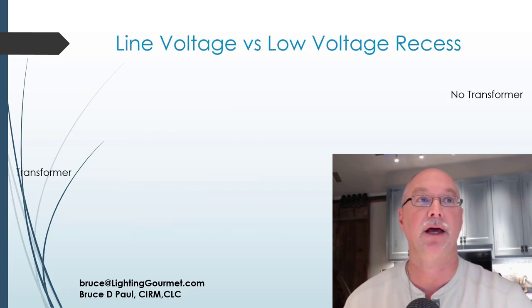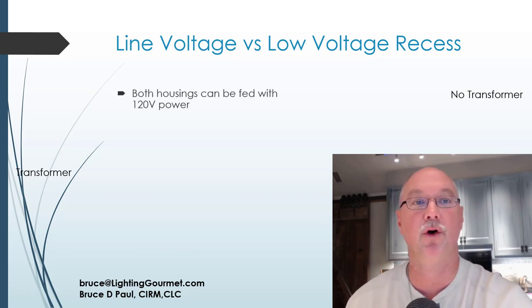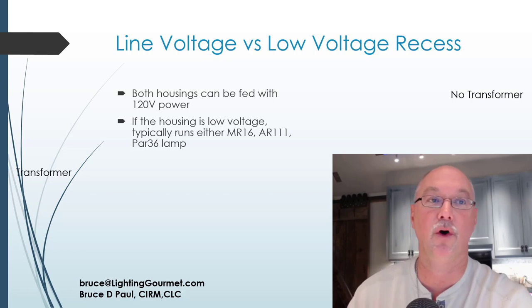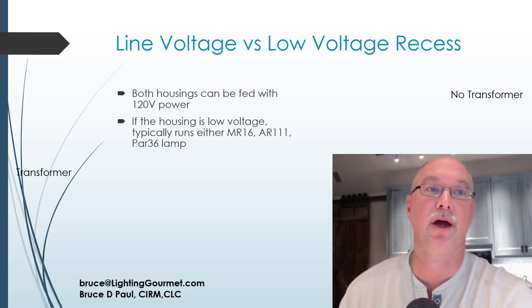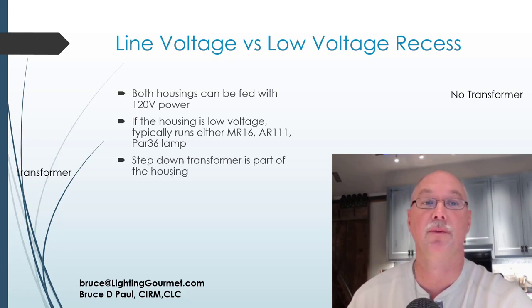But line voltage versus low voltage. Basically, that's when you have a can, both are fed with 120 volt. A low voltage can, though, is going to run a MR16, AR111, PAR36 type lamp. Those are typically 12 volt light bulbs, not always, but usually. And there's a transformer that's part of the housing. And so to most people that don't understand that difference, it makes a big difference.